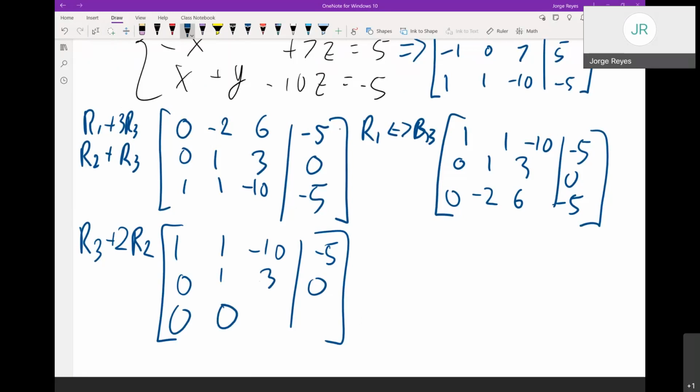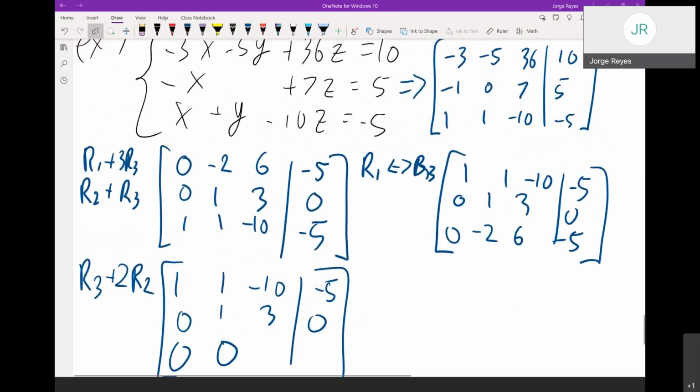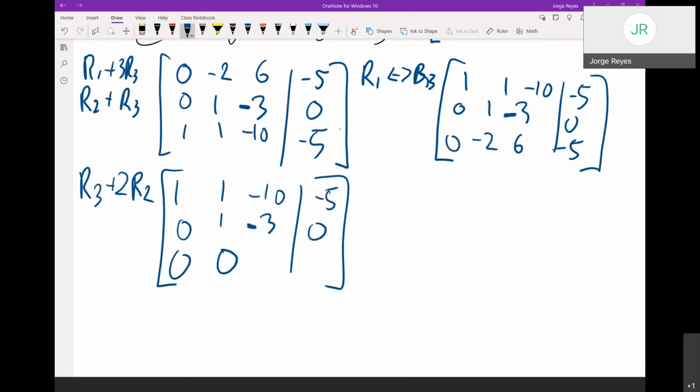Did I make a mistake? Yes, I did. This should be negative 3. Negative 10 plus 7 is negative 3. Okay. Because now when I do 2 times negative 3, I'm going to get negative 6, and this is going to be 0. And then negative 5.